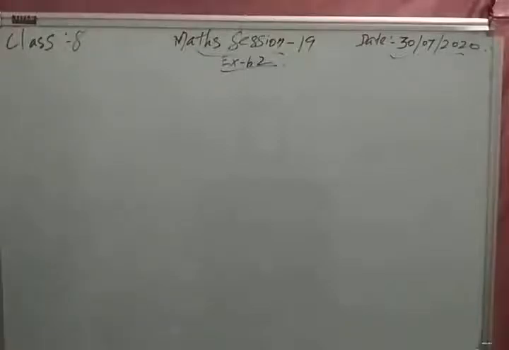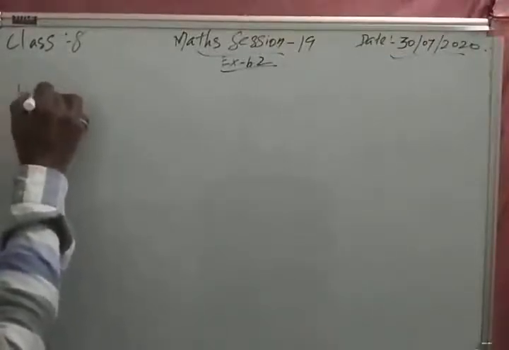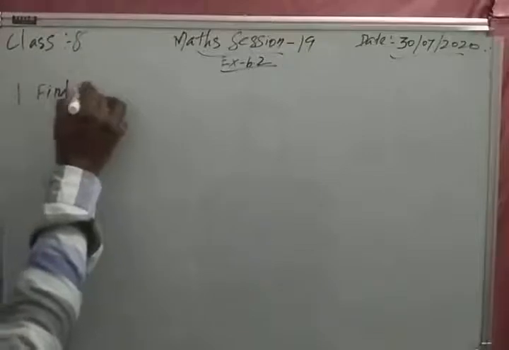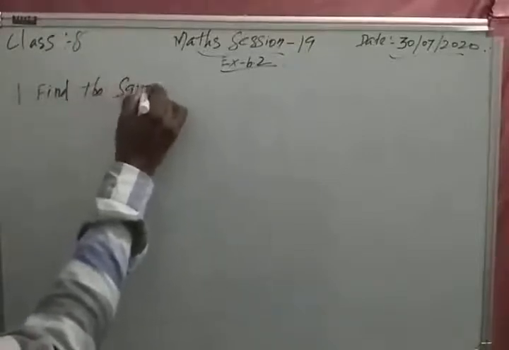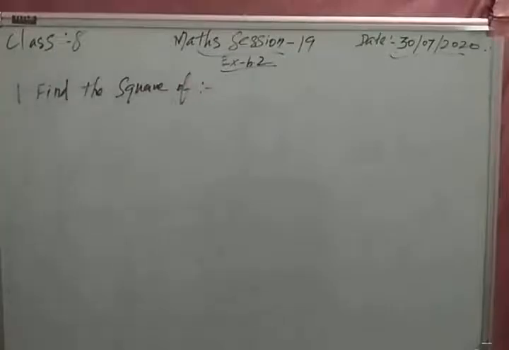Today in Maths session 19 we are going to discuss exercise 6.2, the two questions over there. Only these two questions we are going to discuss today. The first one says: find the square of the following numbers. They have given some numbers.